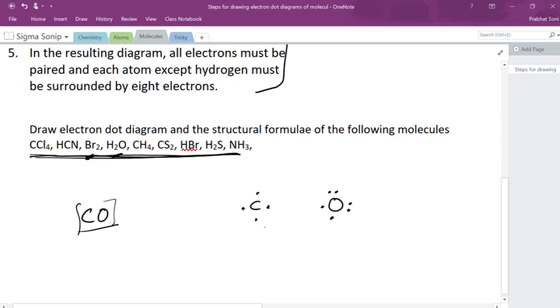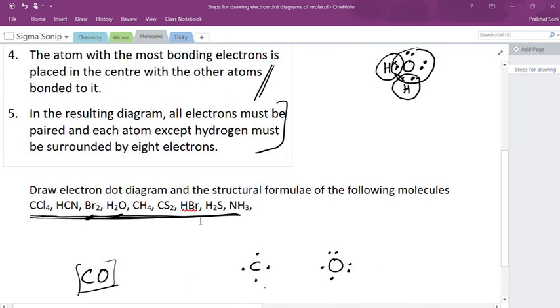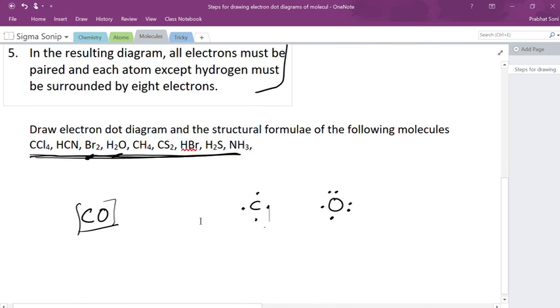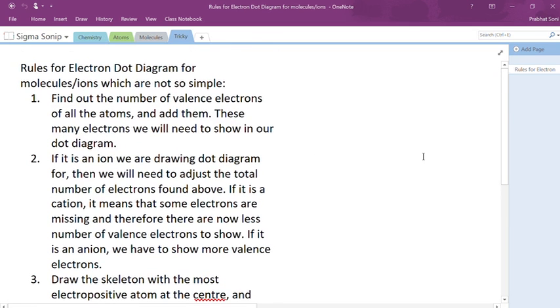So these steps that we just saw here are not going to be useful here. We have a different strategy, a different method of writing these electron dot diagrams for these kinds of molecules. That's what we are going to look at next. Okay, so let's look at this kind of molecule here.